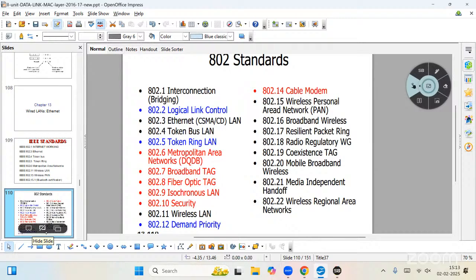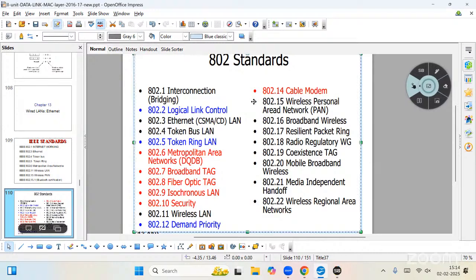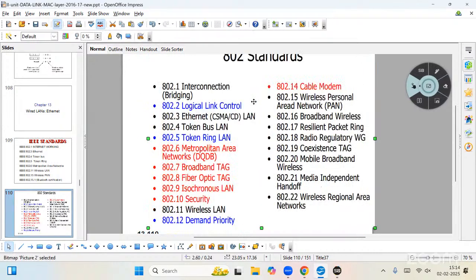For example, in GATE, they can ask what is 802.11, which standard? 802.11 is wireless, 802.4 is token bus, 802.5 is token ring. So this kind of questions they'll ask. If you want to use 802.15, you can use it for the wireless personal area network.